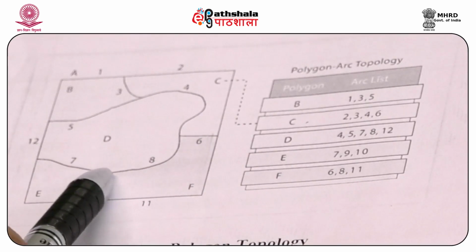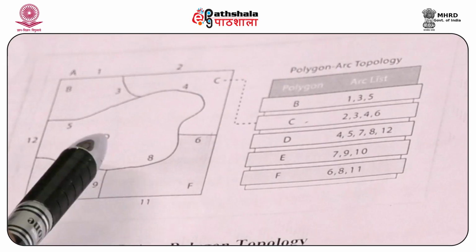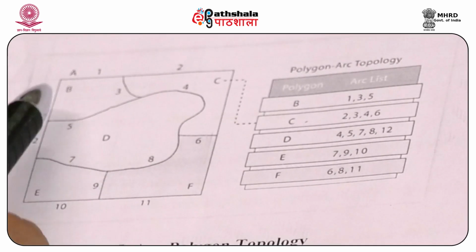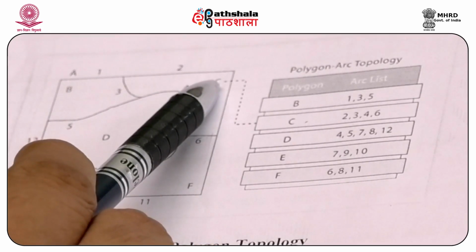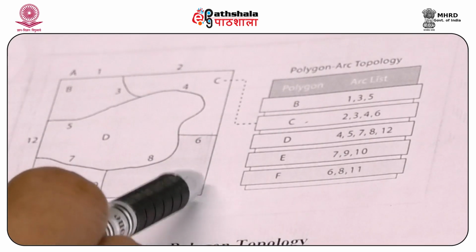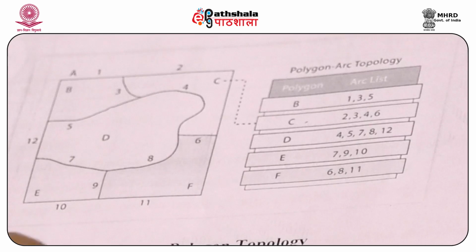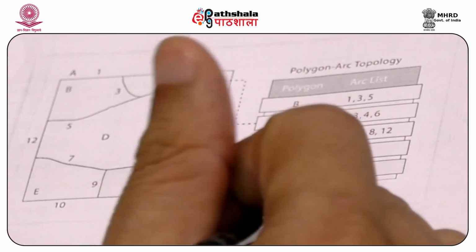On the left side, these are the different polygons. We have polygon D in the center, polygon B in the top left, polygon C on the right side, northeast, and the bottom is F and the left side is E. Now, let us understand what arc polygon topology is through this diagram.